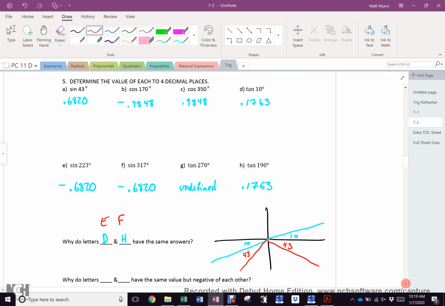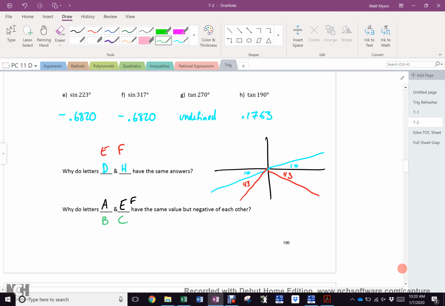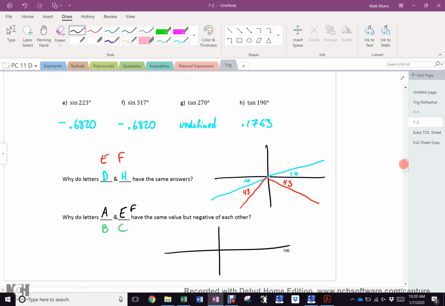Okay. Where are the negatives of each other? A and E or F. So there's A and E and F, right? And I'll do B and C in light green. Although you don't really need me to do them, do you? Because you should be able to figure it out now, yes? A was what value? I don't remember. I can't see it. 43. Where's that live? Oh, I shouldn't have done black.